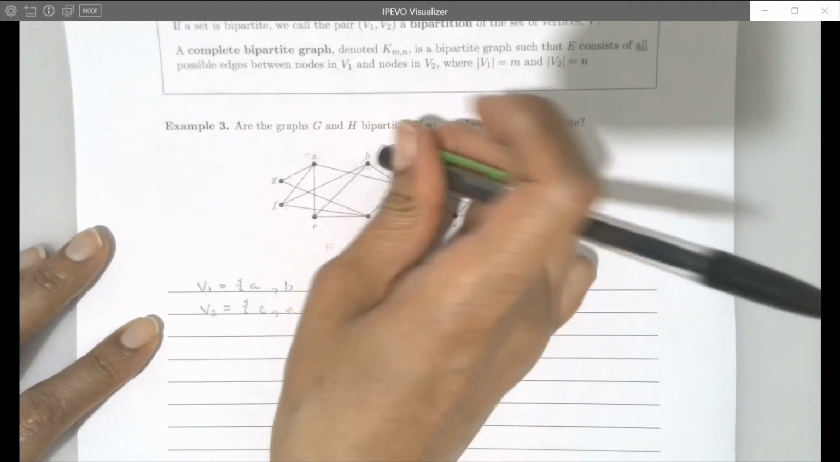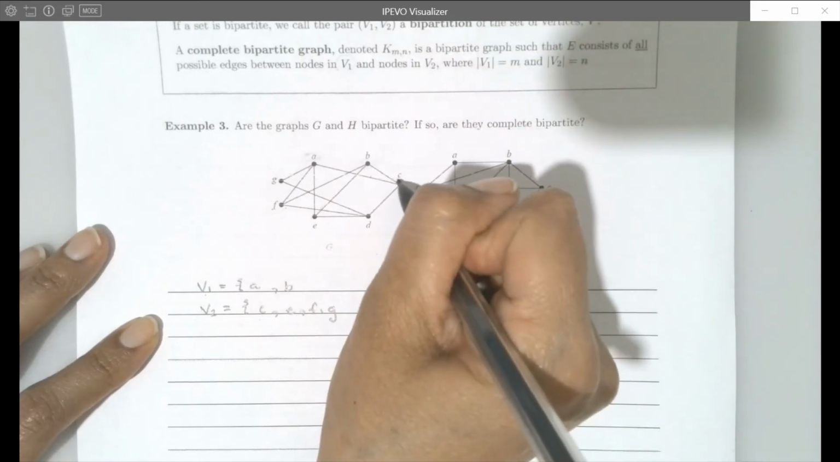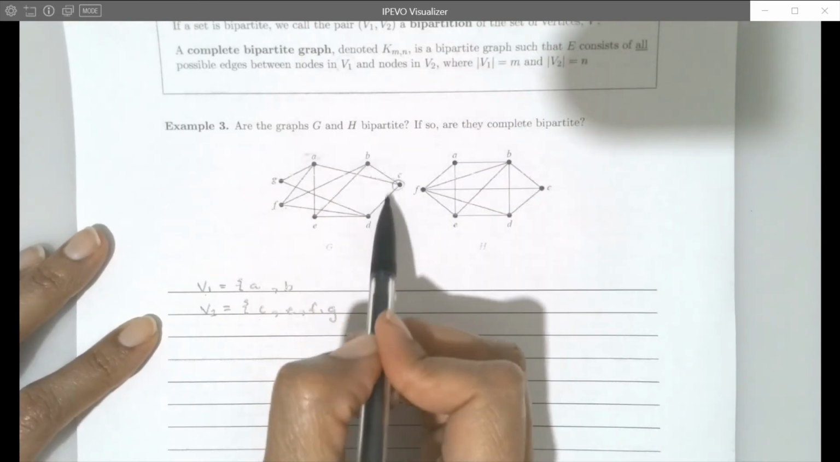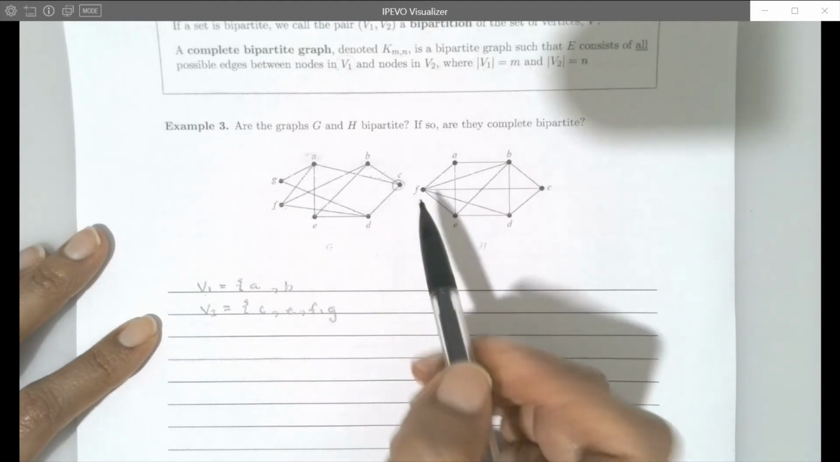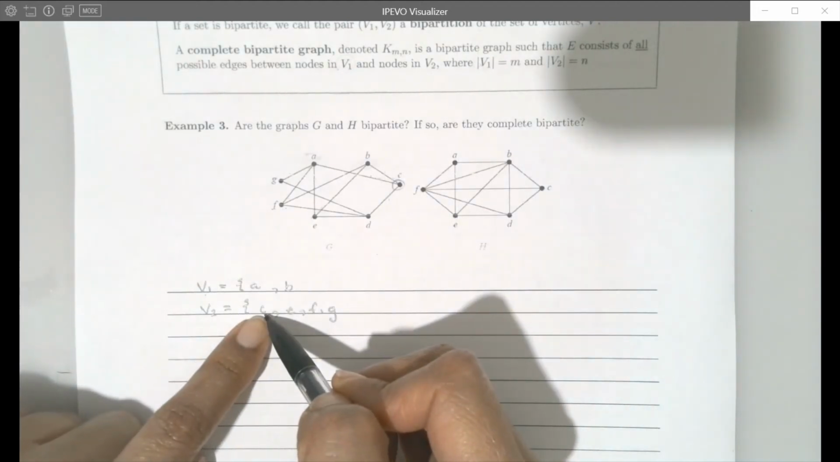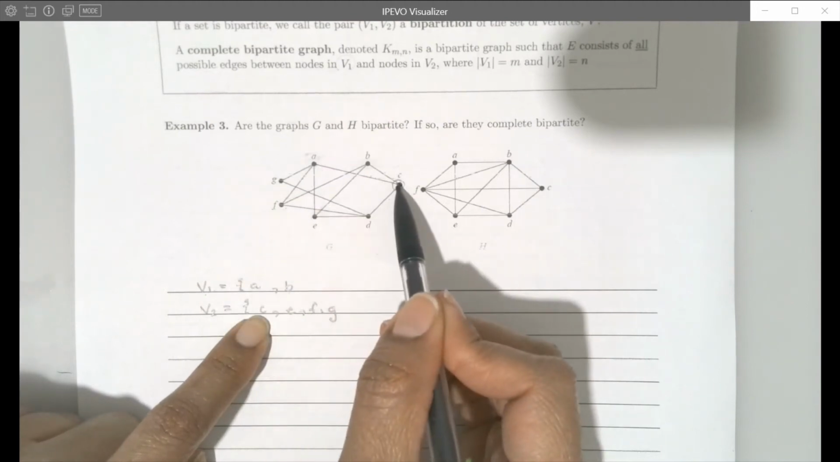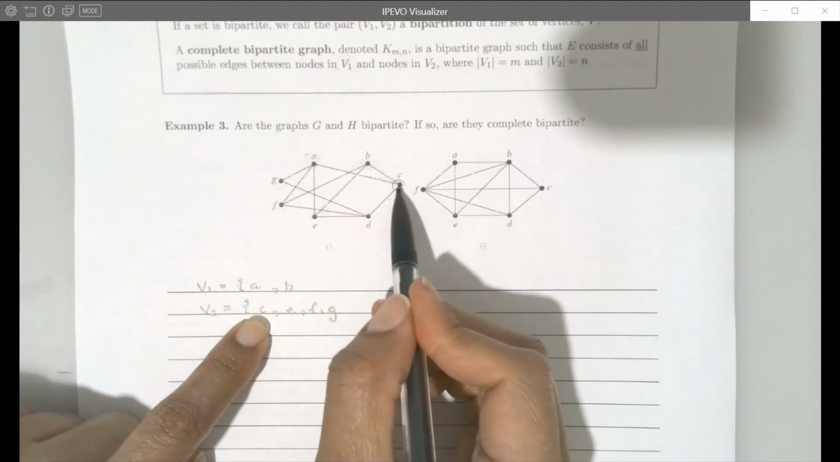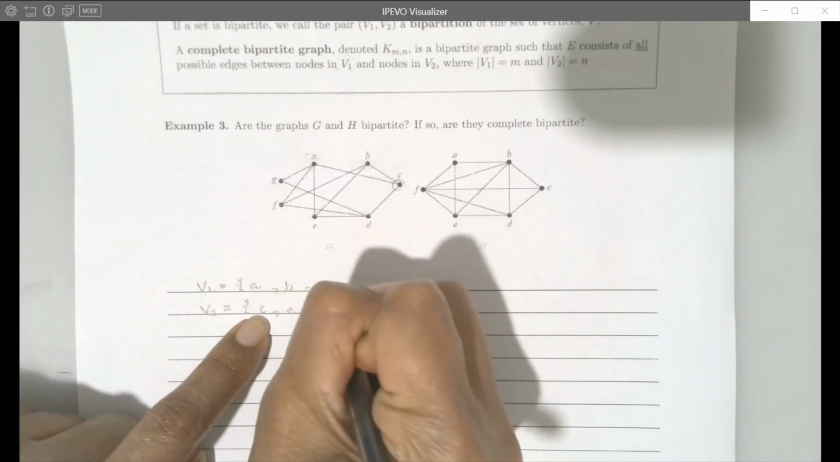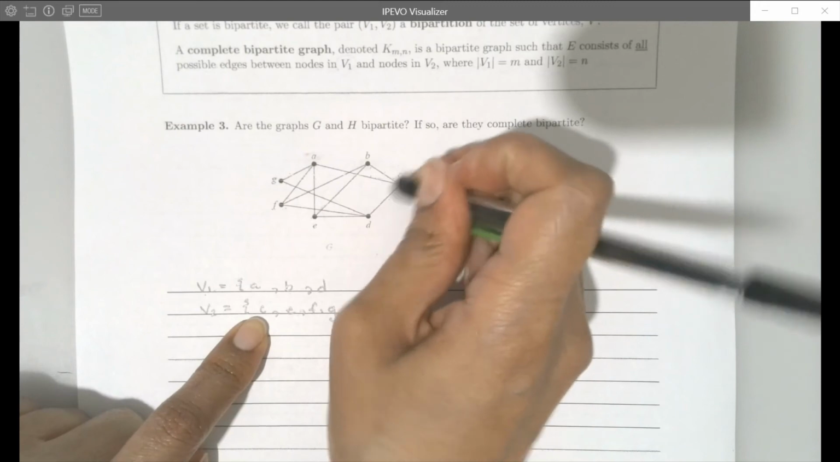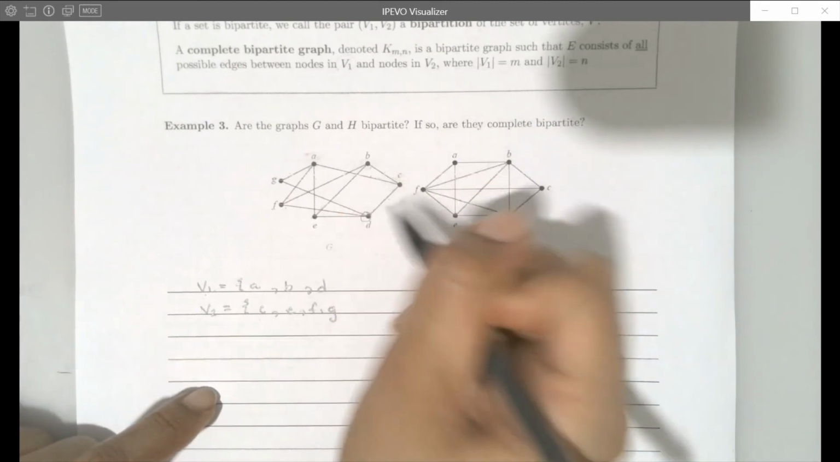Okay, now let's move on to node C. C has 3 connections, A, B, and D. That means that if C is already in V2, A needs to be in V1, which it is, B needs to be in V1, which it is, and D would have to be in V1. Okay. All right, let's move on to node D.